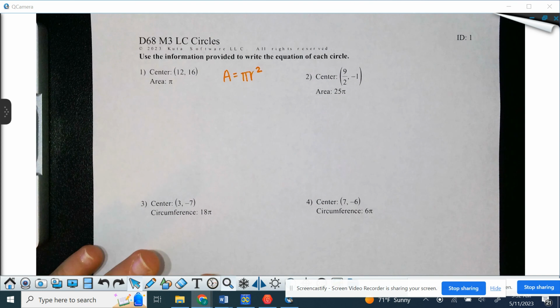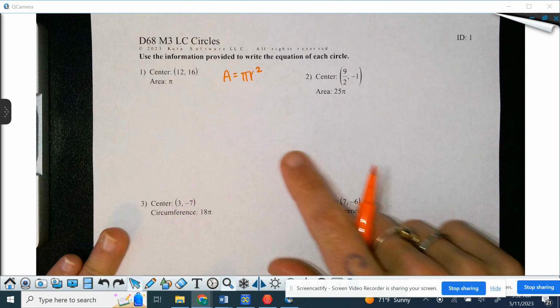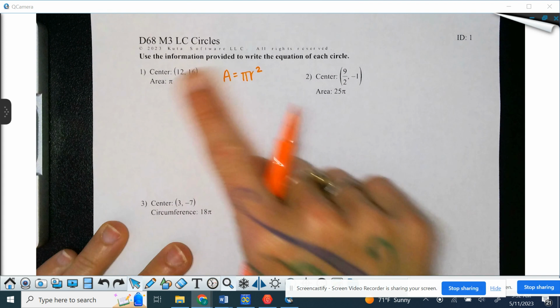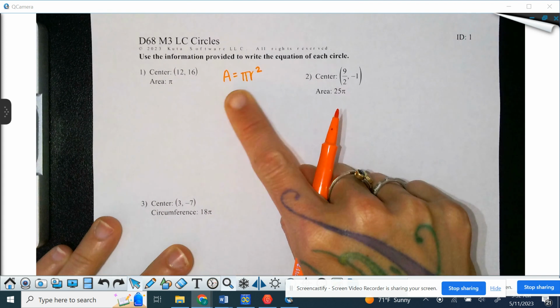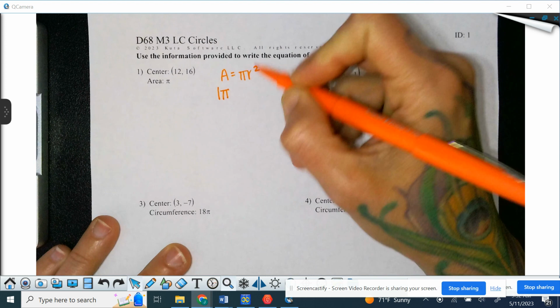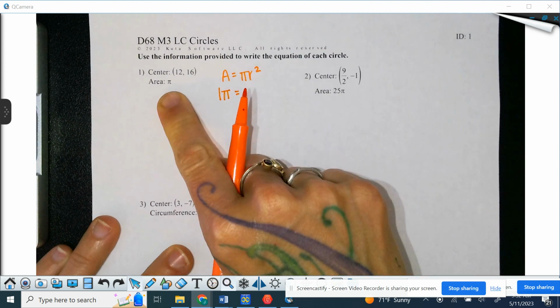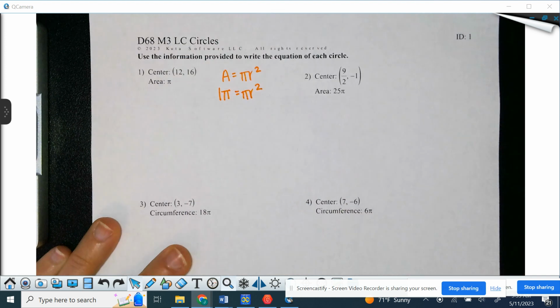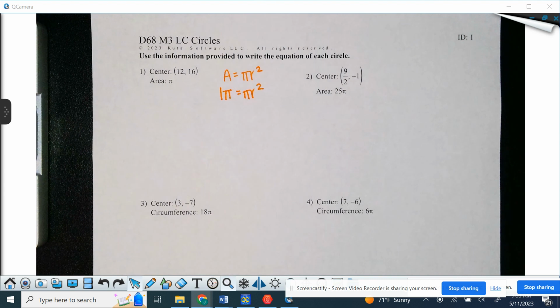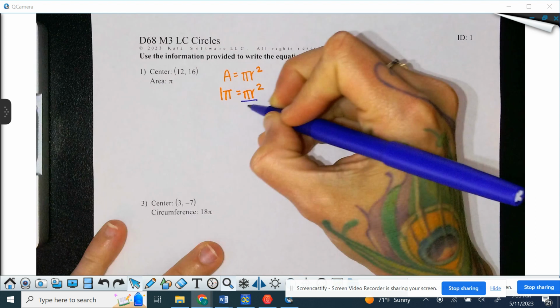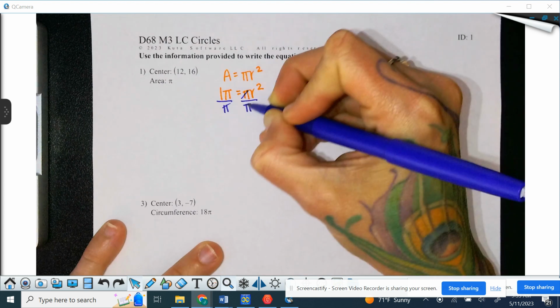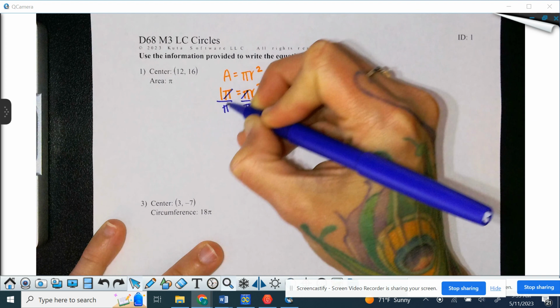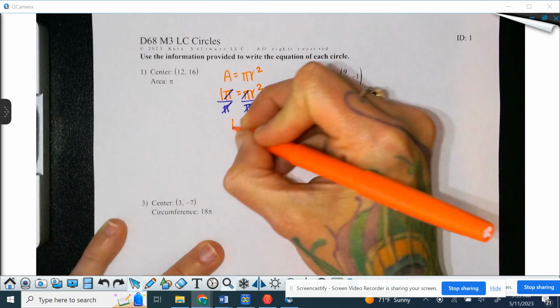So when we have the center and we have the area, we're missing our radius. So if the area is 1 pi, and I just put the 1 in front of it because remember it's imaginary, is equal to pi r squared, I need to get radius squared by itself. So what's attached to the radius squared that needs to go away? Pi. So we're going to divide both sides by pi because that makes these go away. These are going to magically go away as well. So 1 equals radius squared.